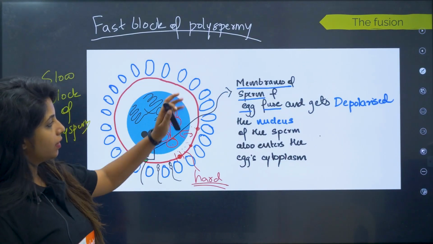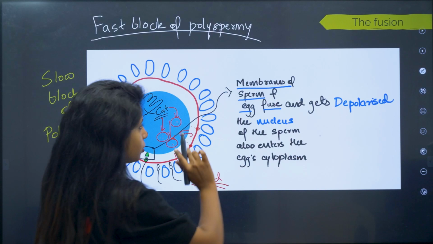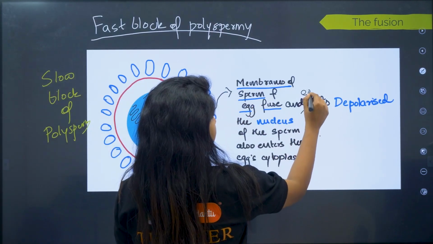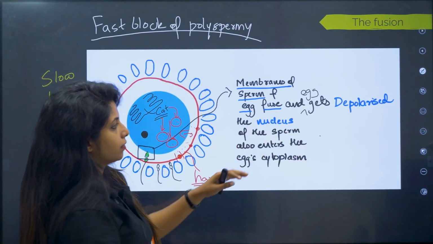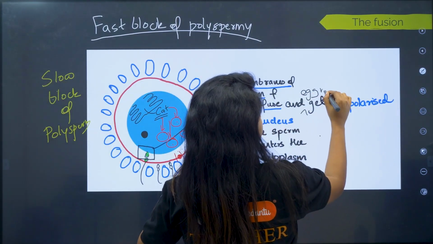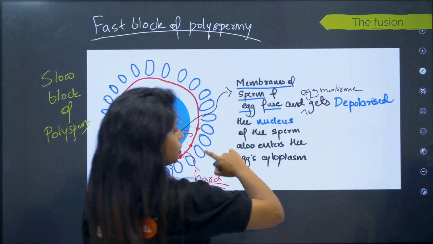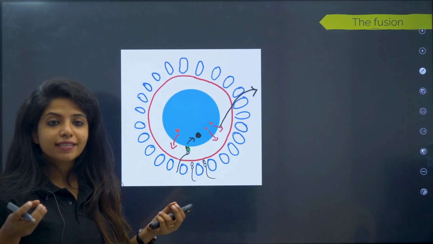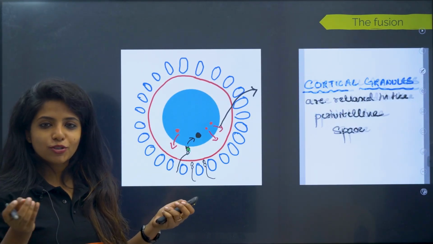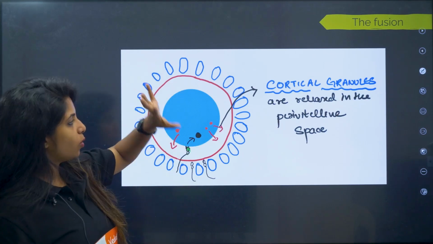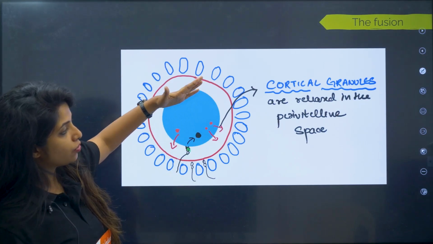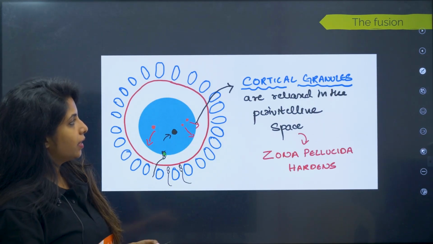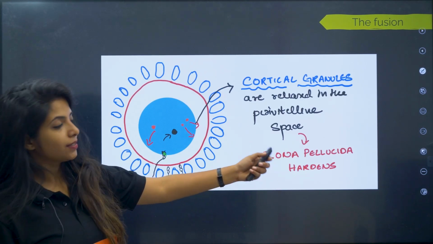Now even if you are not able to understand things, because I think it's complicated: the membranes of the sperm and the egg fuse, and the egg membrane gets depolarized, and the nucleus of the sperm also enters the egg cytoplasm. If the egg cytoplasm and the nucleus are all there, obviously it will lead to fusion, right? The cortical granules are also released in the perivitelline space, which go and act on the zona pellucida layer, as I already told you, and the zona pellucida hardens.